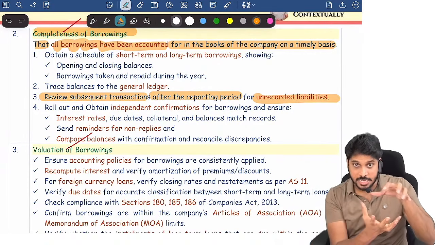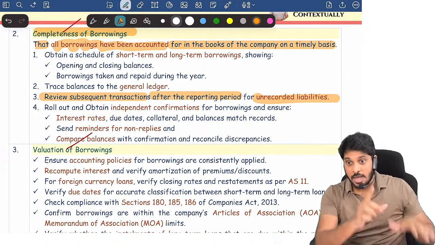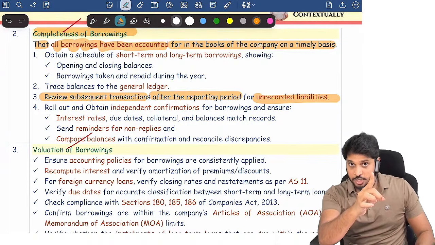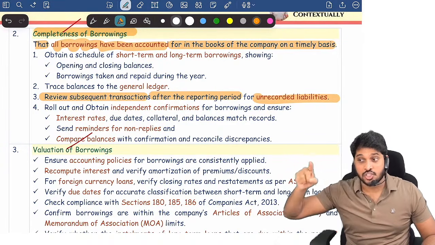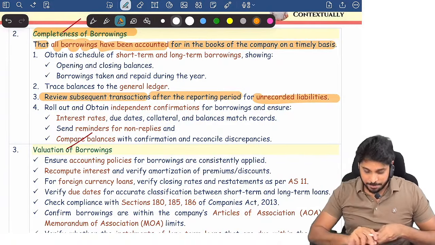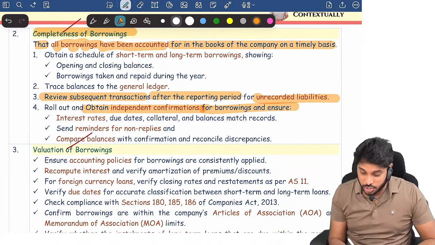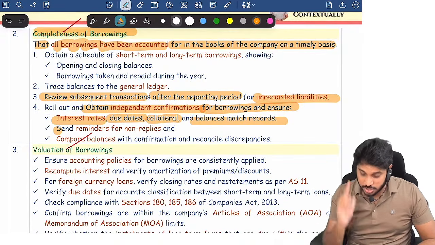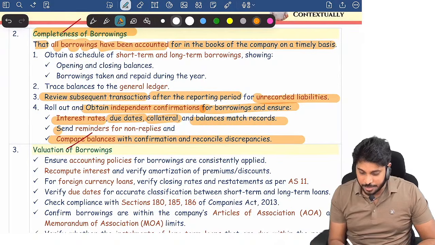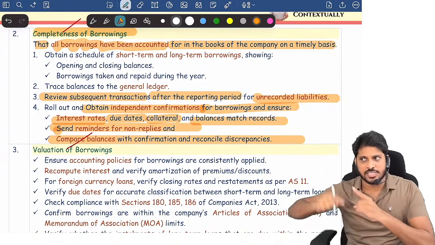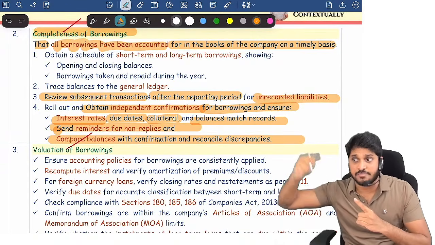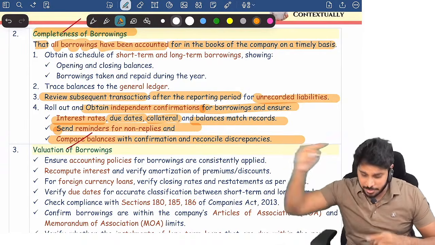Sometimes companies get a loan on or before 31st March, but they will not record it by then. They will record it in April. So check the subsequent period. Then again get balance confirmation for borrowings. Ensure interest rate, due dates, collateral, and everything matches the records. Compare balances with confirmation. Send reminders for non-reply. When you are using external confirmation, if they don't reply, send a confirmation request again.